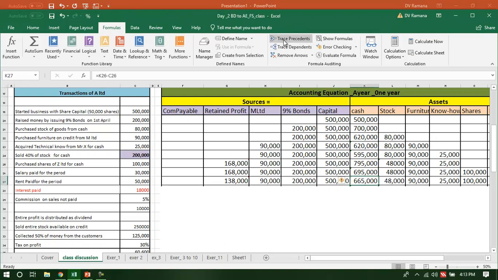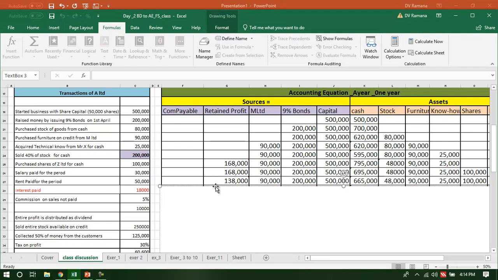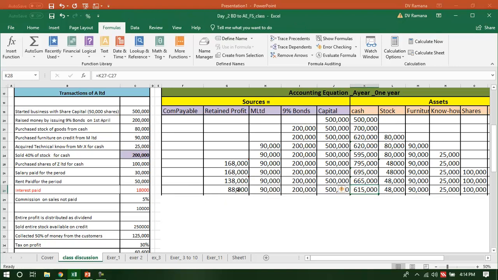So cash reduces to the extent of 30,000, and profit also reduces to the extent of 30,000. So an expense reduces cash if paid in cash, and an expense will reduce the profit for that period. Similarly, the rent is the same as the salary treatment. Cash reduces to the extent of 50,000 and profit reduces to the extent of 50,000.